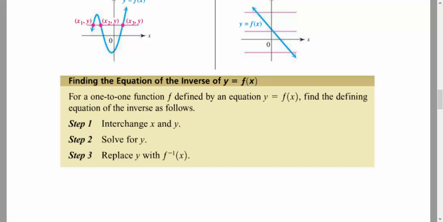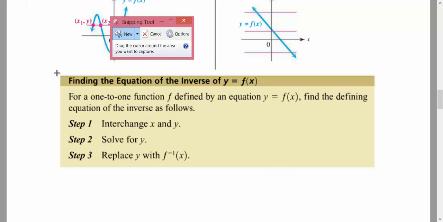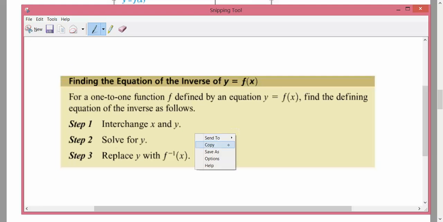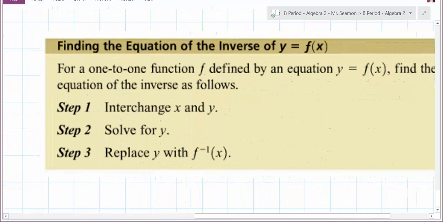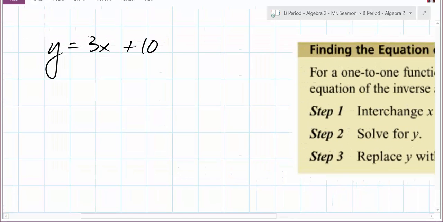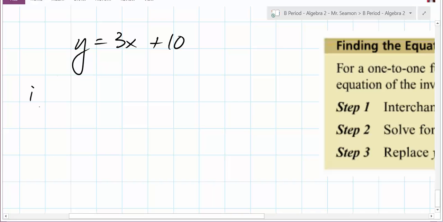Here are the steps you need to follow to find the inverse. We're going to find the inverse. Here they are. The first step is to interchange x and y. So if we do step 1, what does it become, Hannah, if we interchange x and y?